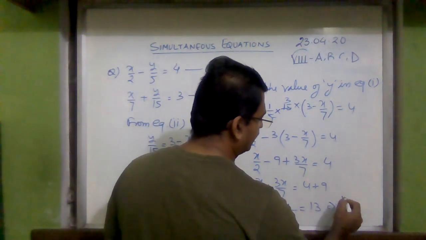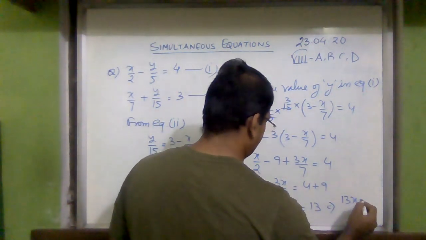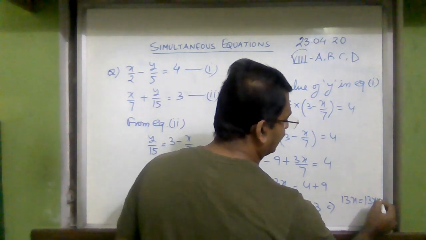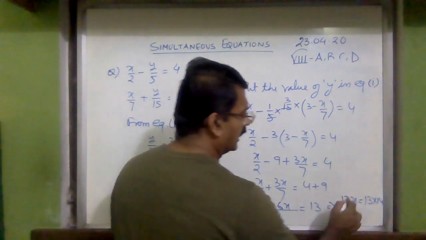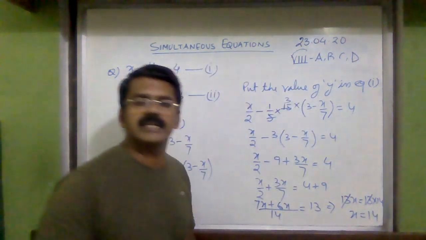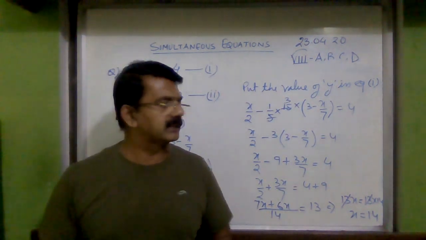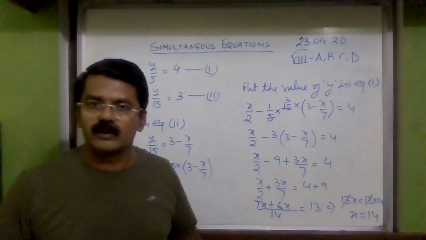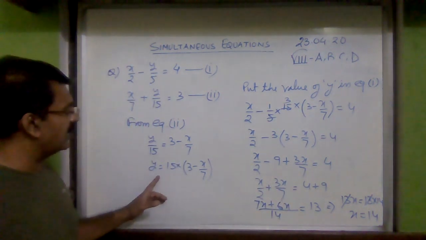So 13x is equal to 13 into 14. If you cross multiply this 14. Now 13 gets cancelled. So x is equal to 14. So you can see by substitution method we have found that x is equal to 14. Now you put this value of x here.